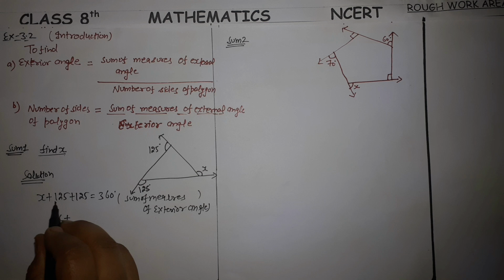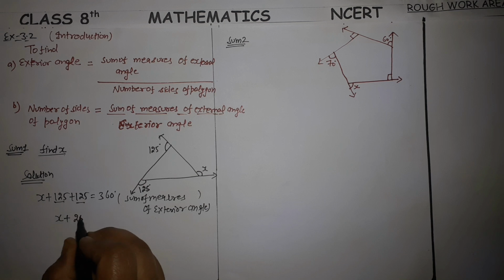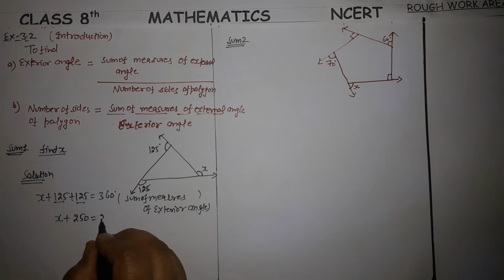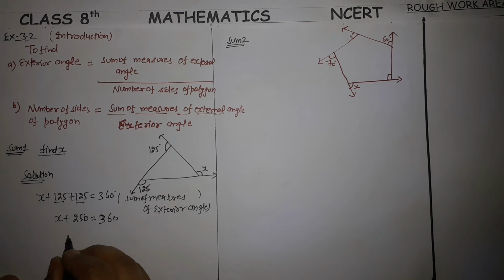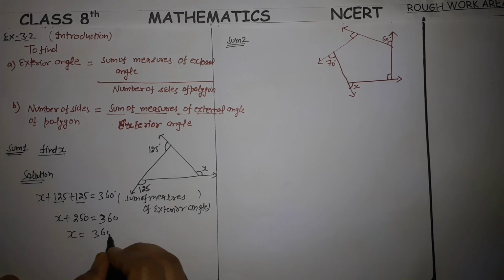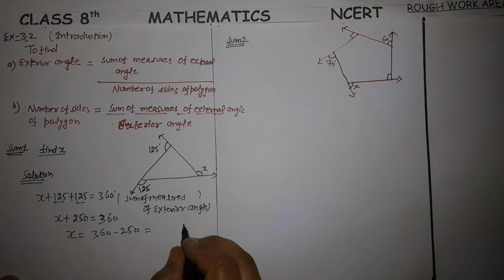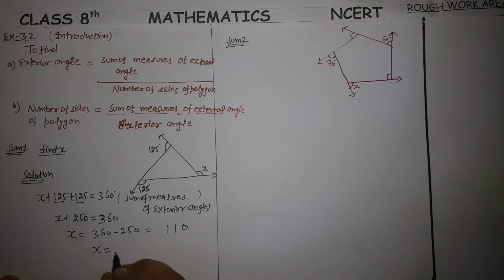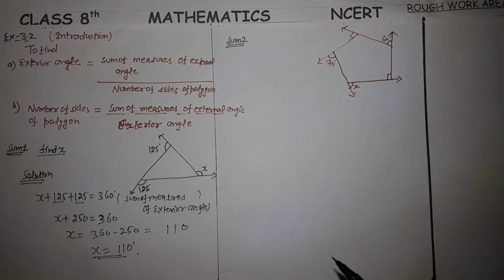Solving: 125 plus 125 makes 250. 250 comes to the right hand side. The value of x is 110. Now the next, sum number 2.